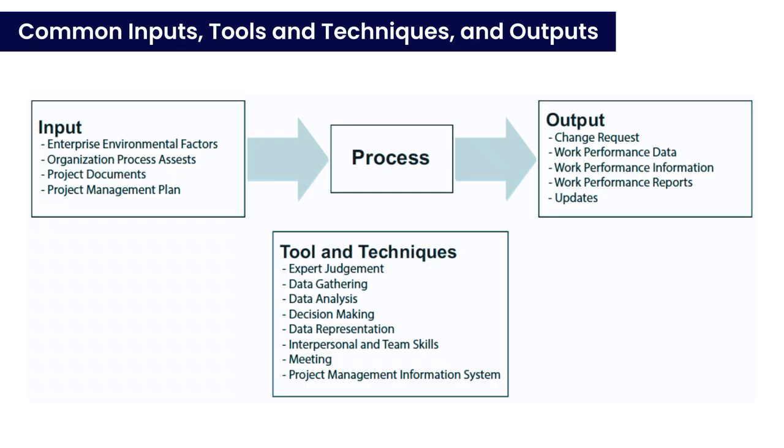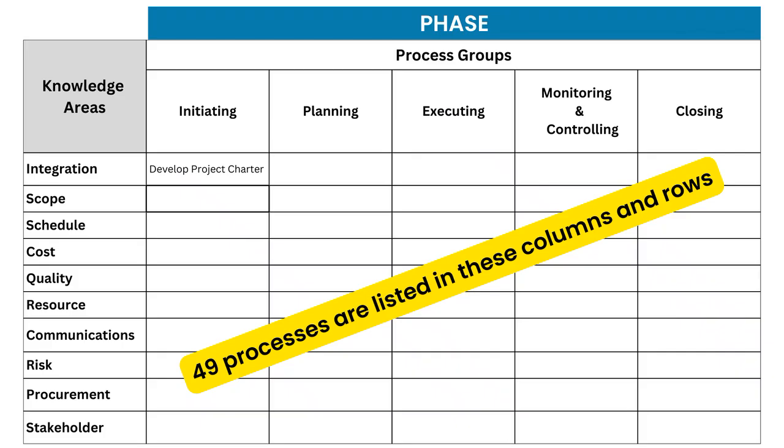Apart from this, we also explored some common inputs, tools and techniques and outputs. You might be wondering where these are applied. Look at the center of this diagram, specifically the box labeled process. These inputs, tools and techniques are applied to a specific process. Why? Because the goal is to generate a desired output. Next, we will go through each of the 49 processes to examine the inputs, tools and techniques, helping us better understand how the desired outputs are produced.